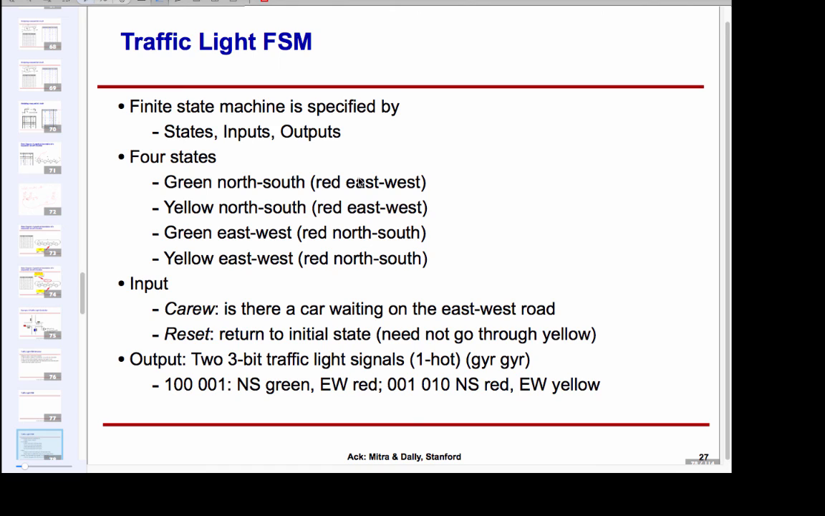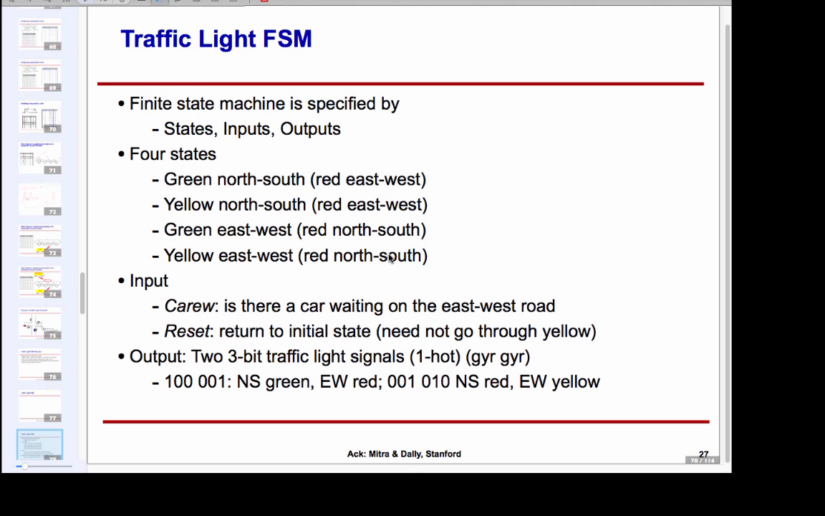What are our inputs? Our input is called car east-west, which is basically saying, is there a car on the east-west road? I also have an input called reset, which says that whenever reset is there, without going through yellow and all, go back to the initial state, and our initial state is this very first one: green on the north-south, red on the east-west.